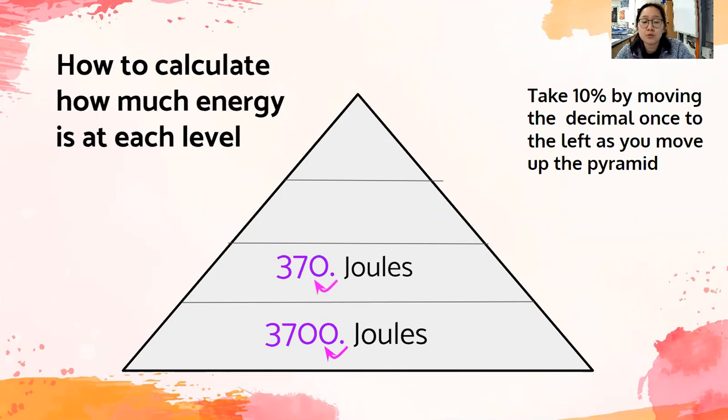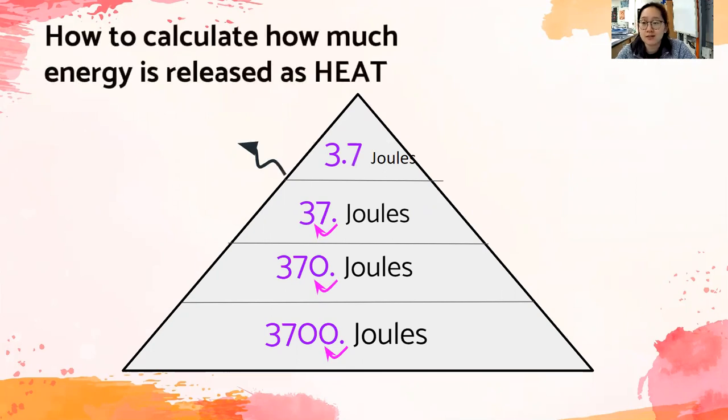And then you're going to move it one more time to go up, and there's going to be 37 joules. And then you would move it one more time for that top level consumer, and there's only 3.7 joules of energy at the very top level, which is crazy. Again, like I said, you lost so much energy because the rest is lost as heat.